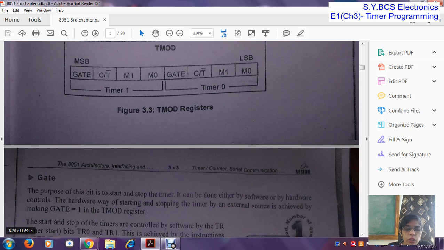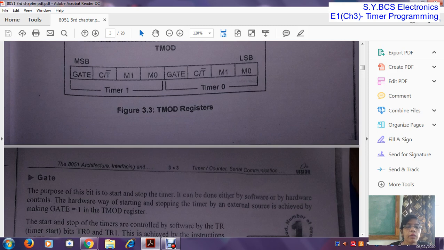So the purpose of this gate bit is to start and stop the timer. Both in timer 1 and in timer 0, the gate bits are used for starting and stopping the timer. There are two methods for starting and stopping the timer: first is the hardware method and second is the software method.